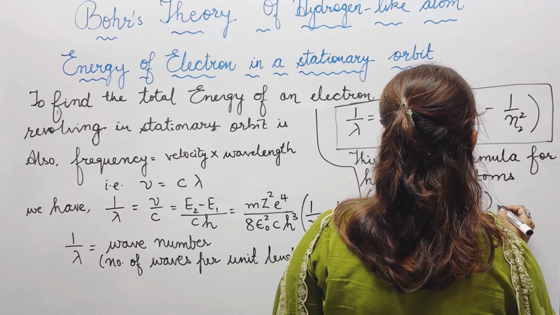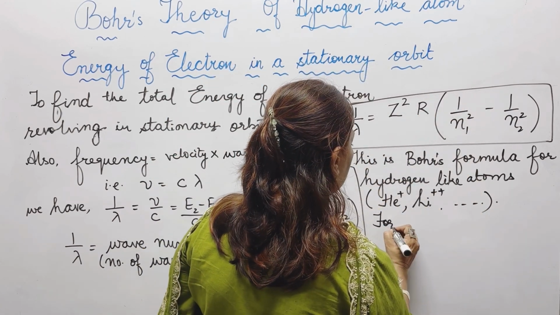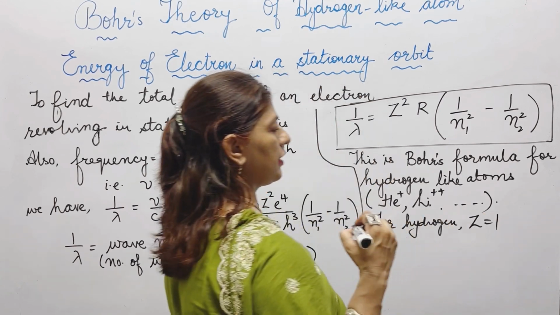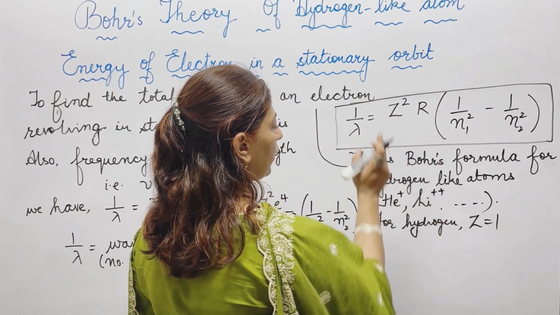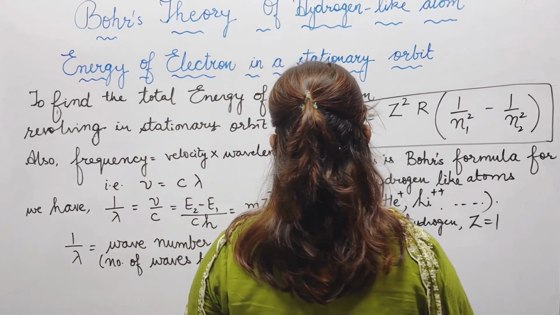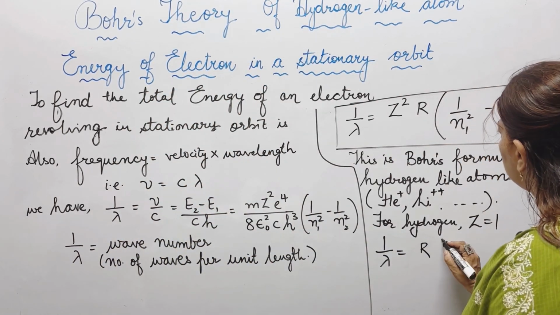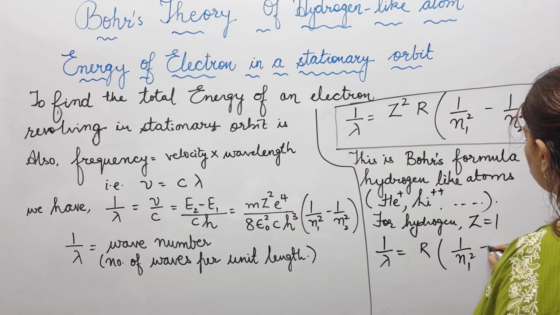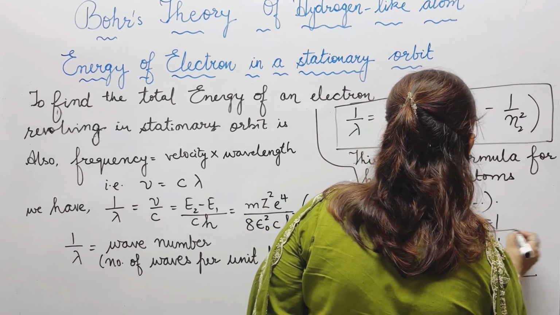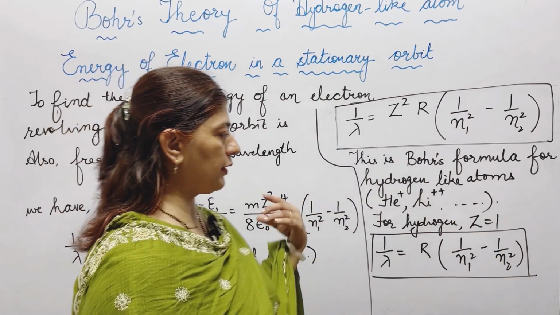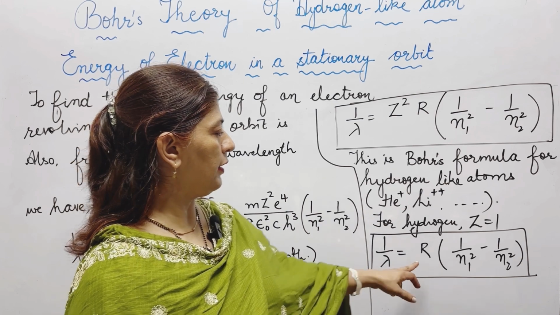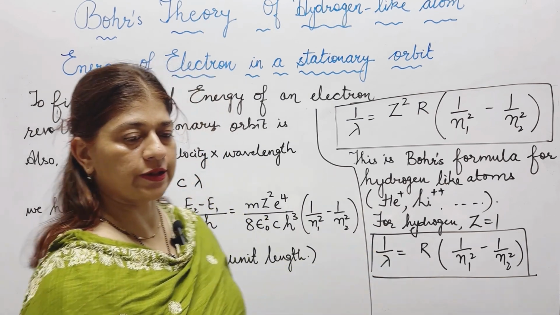And for hydrogen, the atomic number Z is equal to 1, using Z equal to 1 in the above equation, 1 upon lambda, this is the wave number, equal to R (1 upon n1 square minus 1 by n2 square). Now the wave number for hydrogen can be found out by just having these numbers of the energy orbitals and putting these values. 1 upon lambda can be calculated. R is a constant, that is Rydberg's constant.